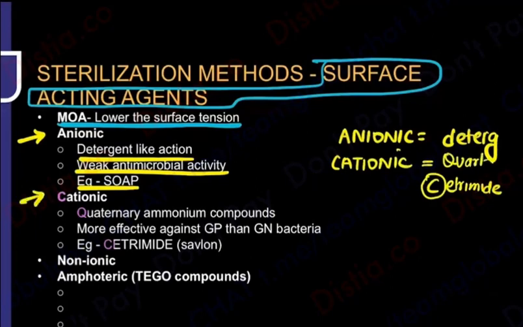Then you have something called non-ionic, which is useless. And then you have something called amphoteric. The word "ampho" always means two things together. So these are known as two things together. These are known as TIGO compounds.